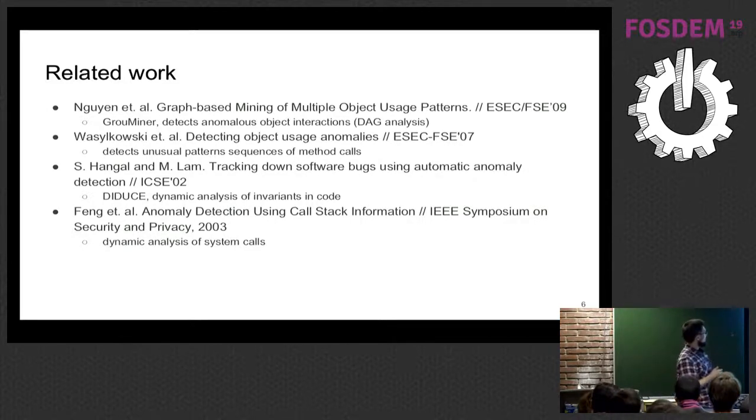The next papers are based on dynamic analysis. The Deduce tool tries to run your program and store every value of every expression that it encounters, and it tries to induce some invariant rules. When these rules are violated, for example, when some expression gets a value that differs a lot from all its previous values, it is considered a candidate anomaly.